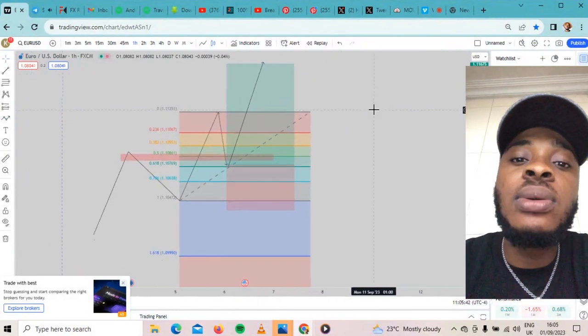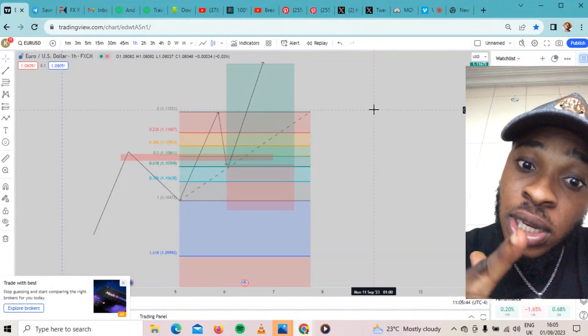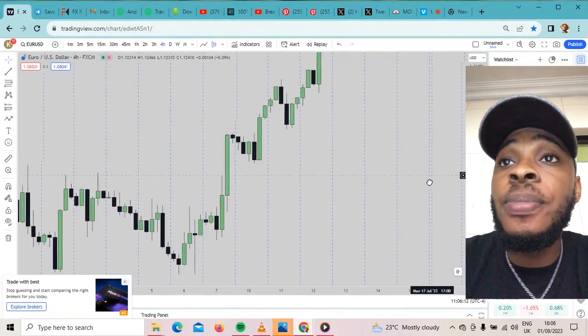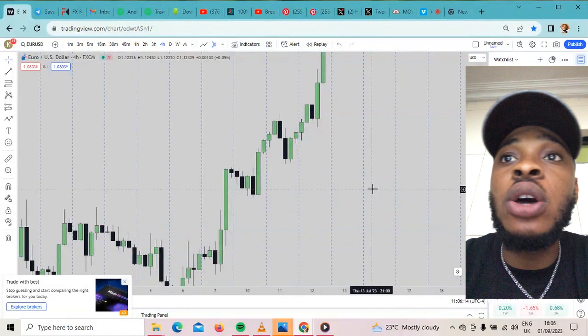So I'm going to show you in real life charts, an uptrend especially. So let's get right there. All right, so here we go. First example, this is EUR/USD on the 4 hour chart.